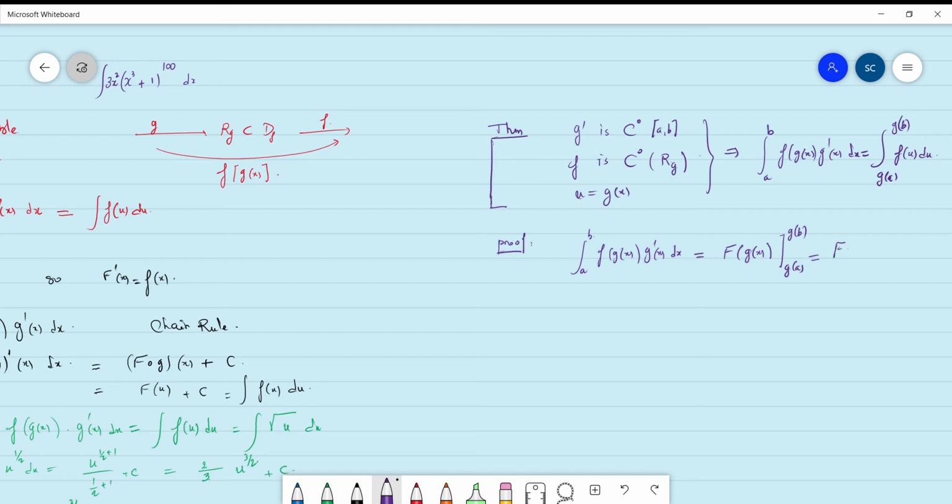We already know why. Capital F at g(b) minus capital F at g(a), okay, and yes, we can write it that way. That is an antiderivative. We take the antiderivative of f from the two endpoints, using the fundamental theorem of calculus, it's exactly what we want, okay.